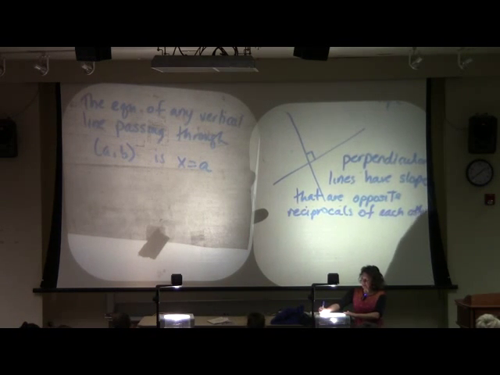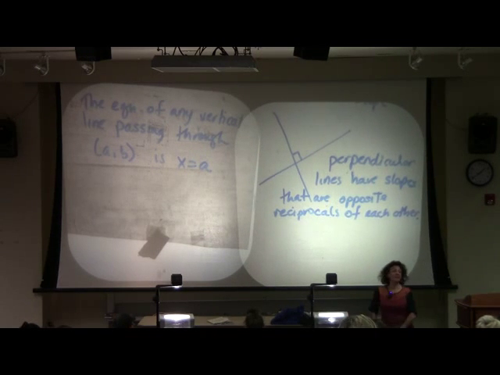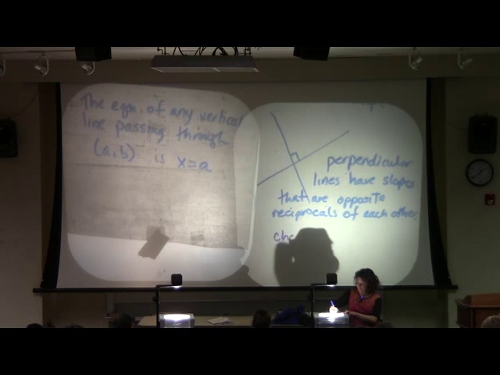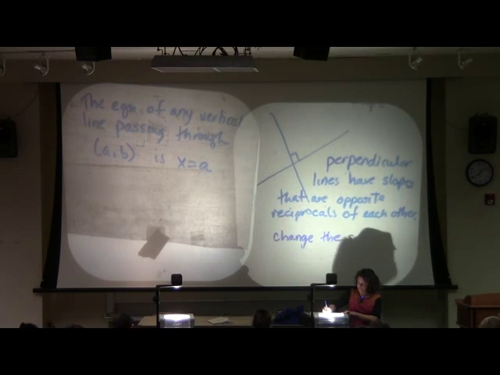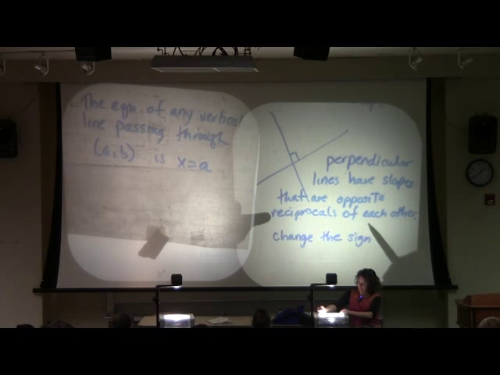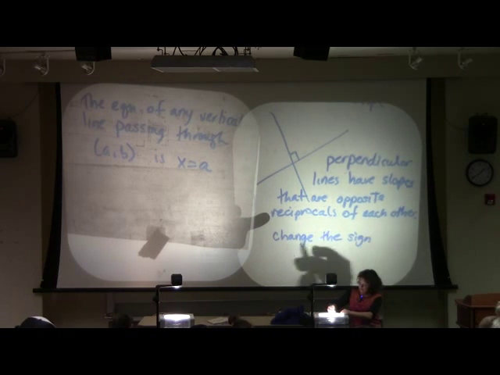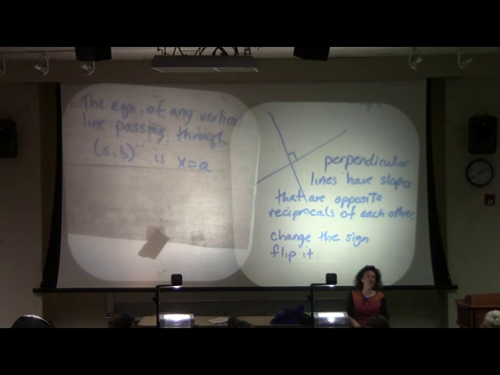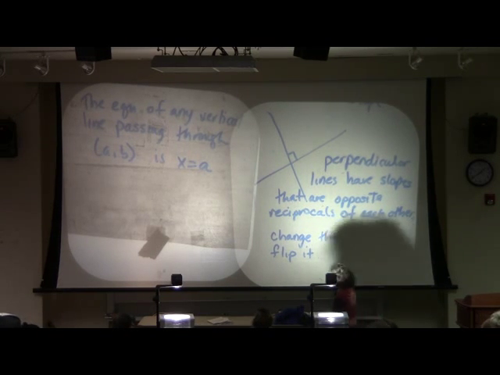Now, for many people, opposite reciprocal is a mouthful. So, let me give you the pragmatic way of looking at it. If you have the slope of a line, to find the slope of the line perpendicular to it, the first thing you do is change the sign. That's what opposite means. And reciprocal then means flip it. It's not a mathematically precise way of putting it, but it works. Let me show you some examples.